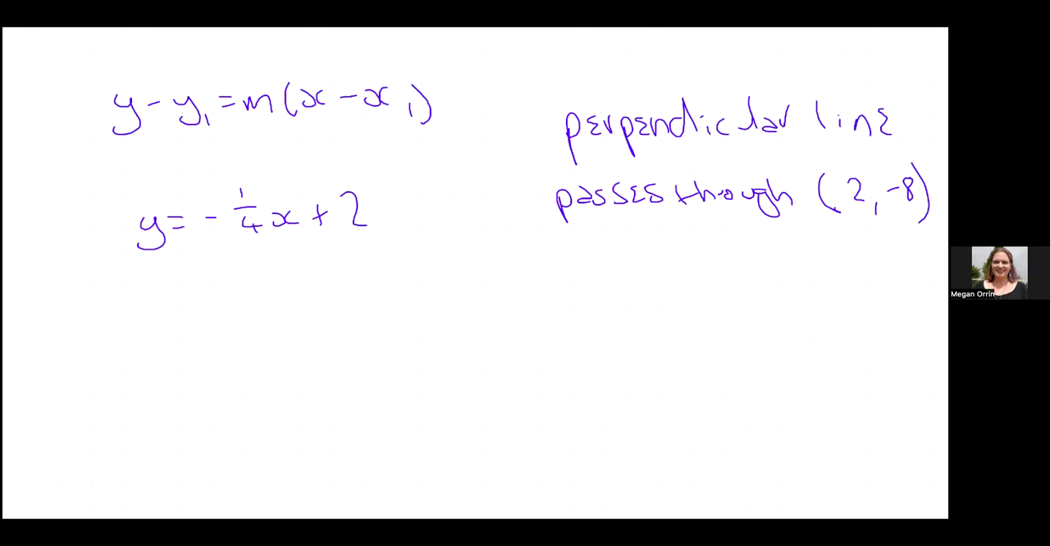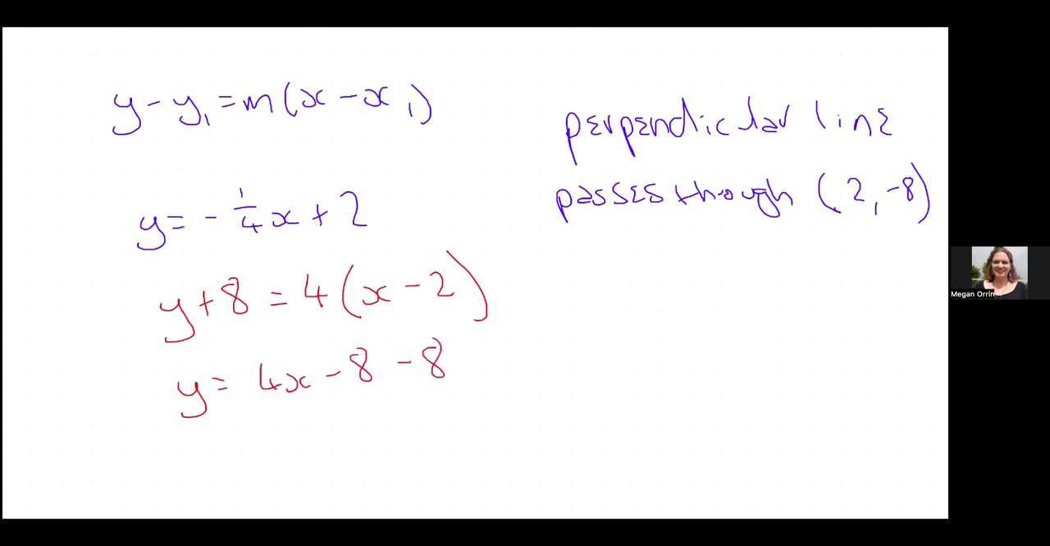So what do we get? y plus 8, good, because it's y minus -8, equals 4(x minus 2), good, because the inverse of -1/4 is +4. So y equals 4x minus 8, and then bring this across as a -8. So y equals 4x minus 16. That is the equation of a line that is perpendicular to this and passes through this point.